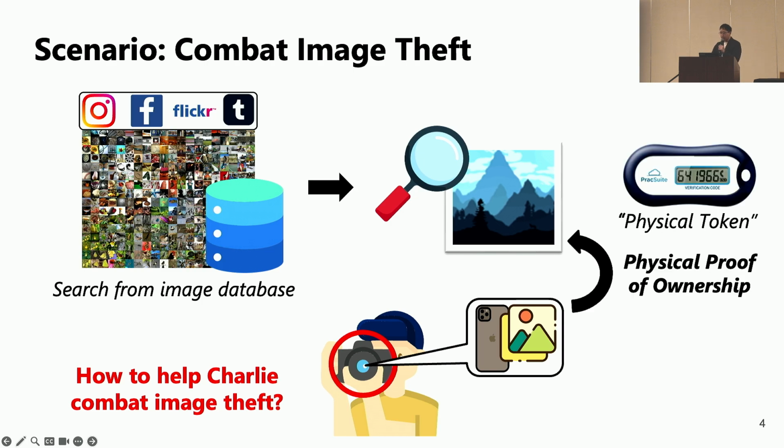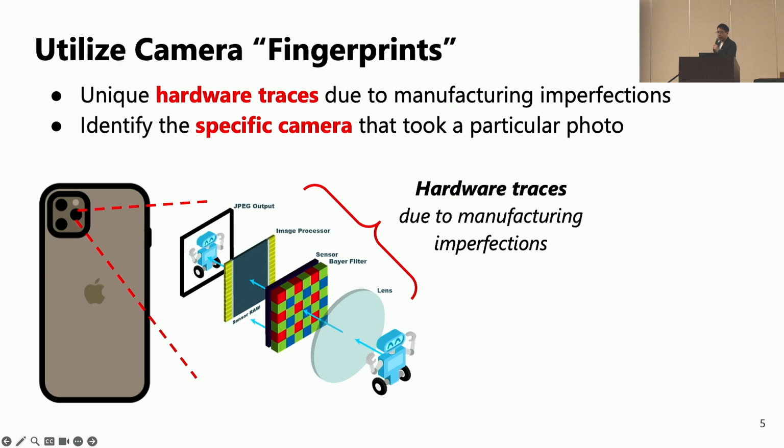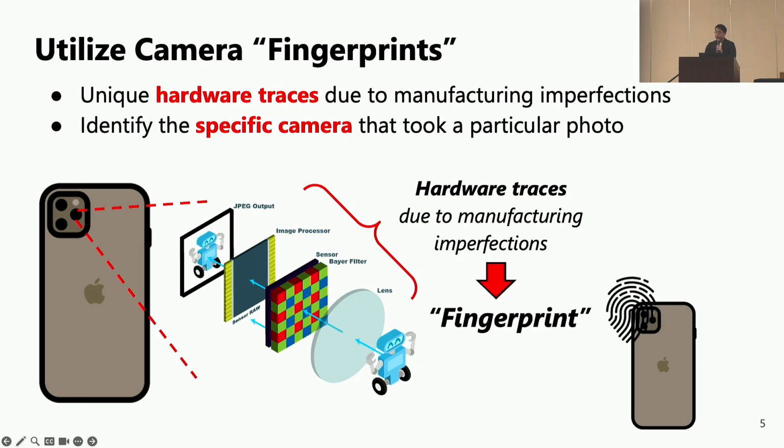The camera that took the photo can act as a physical proof of ownership. This is like the physical tokens that banks give out to verify your identity. It turns out that tiny imperfections in the camera's hardware leave unique traces on the photos it takes. These hardware traces can be used to identify the exact camera that captured the image, like a hardware fingerprint. And the camera fingerprint can help provide physical evidence of image ownership.